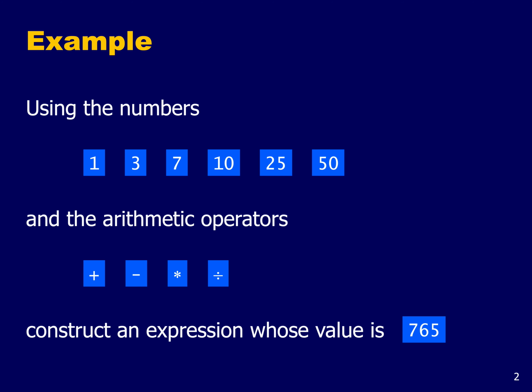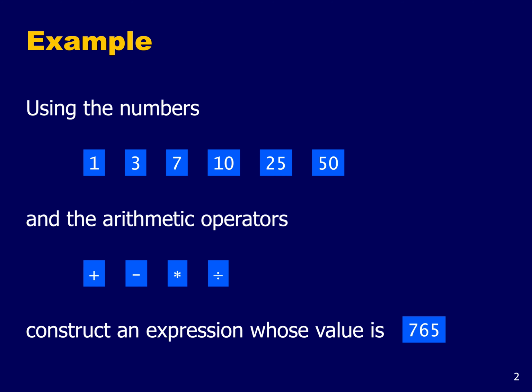It's a numbers game, and you're given typically 6 numbers to start with. So in this example, we have 1, 3, 7, 10, 25, and 50. And I'm going to call those the source numbers. And then the name of the game is that you've got to use these numbers to build a simple arithmetic expression whose value is a particular target. So in this case, the target number is 765. And you're allowed to use the 4 standard arithmetic operators, so addition, subtraction, multiplication, and division. So this is the name of the game.